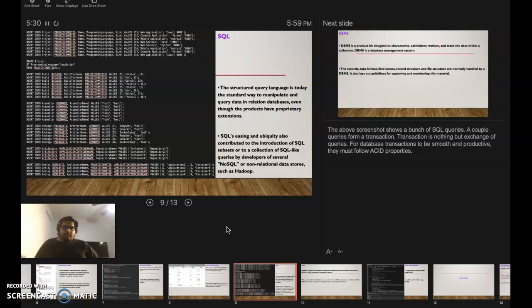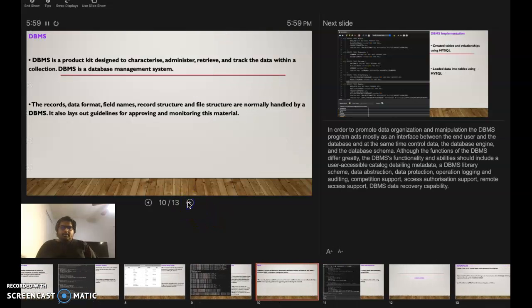Next, moving on to SQL. The above screenshot shows a bunch of SQL queries. A couple of queries form a transaction. Transaction is nothing but an exchange of queries. For a database, a transaction should be smooth and productive so that there is no data loss, and to ensure this they must follow the ACID properties, which means atomicity, consistency, isolation, and durability.